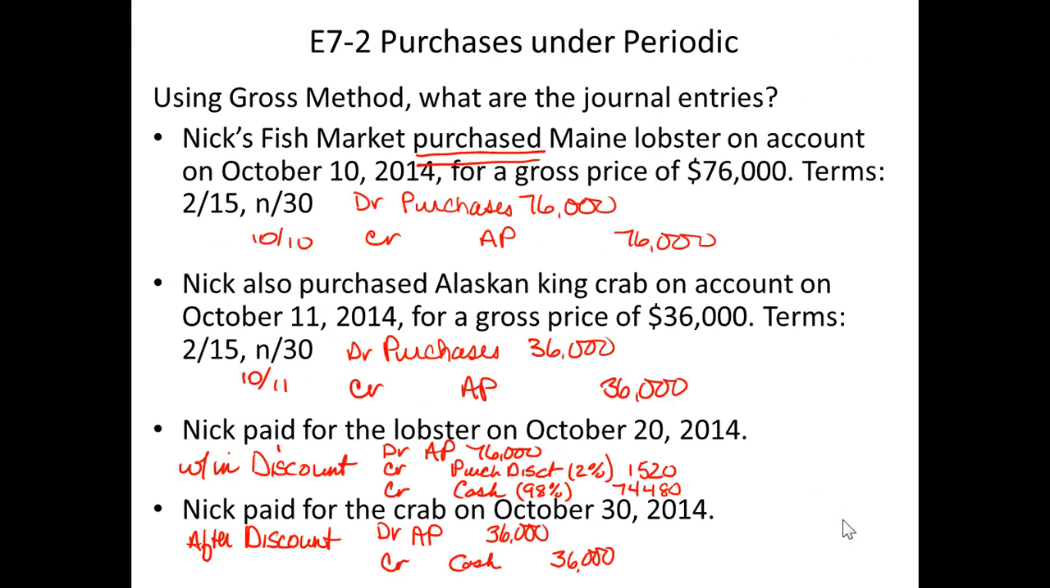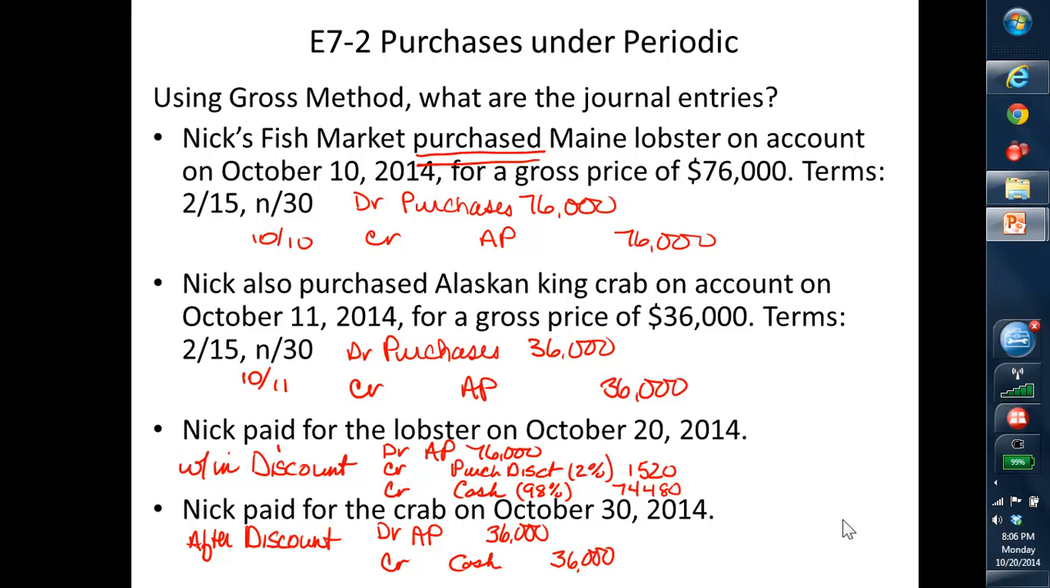Here's a problem. Here we have Nick. It's buying Maine lobster on the 10th of October. So we're going to debit purchases for the gross price, $76,000, and credit accounts payable because this was a purchase on account. Nick also bought Alaska king crab on the 11th, debiting purchases and crediting accounts payable.